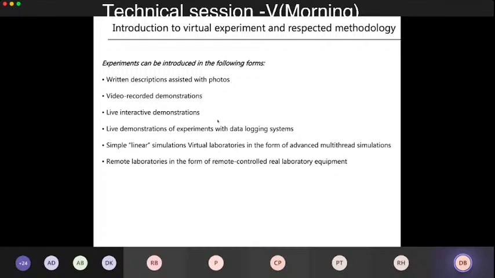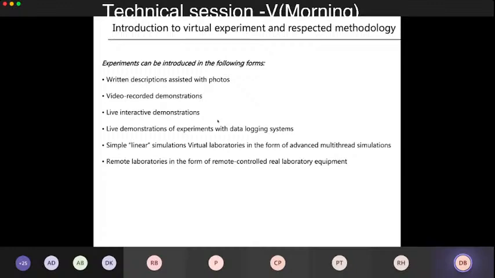First we make our own experiment and record it. The UC Berkeley team did this, and we can upload it to YouTube and share the YouTube video before the class. Students can practice and get the idea. Then we can go to a virtual simulator, and whatever data they get, they log into their system. This is a simple linear simulation, a virtual laboratory.